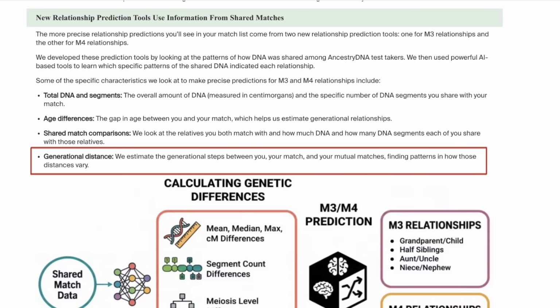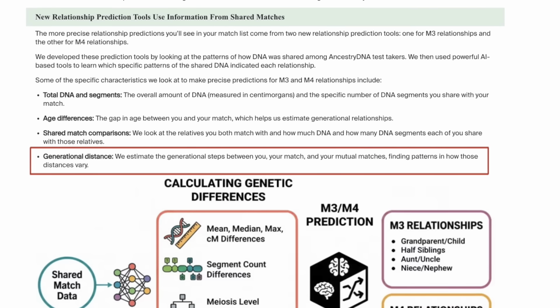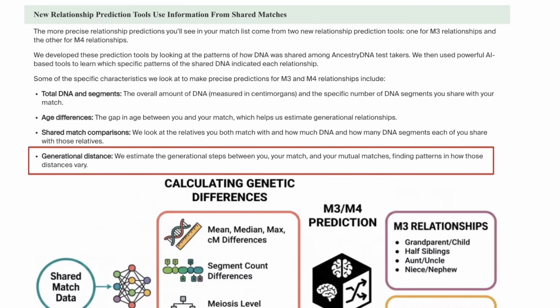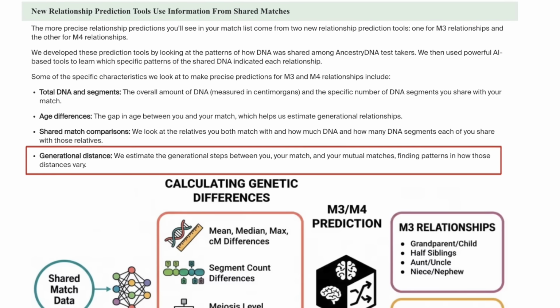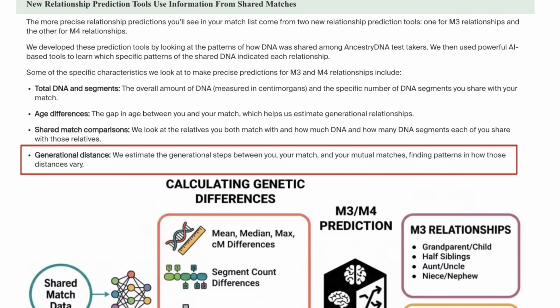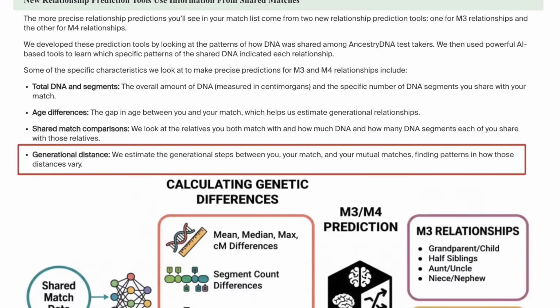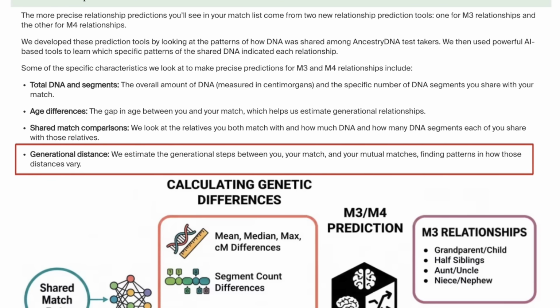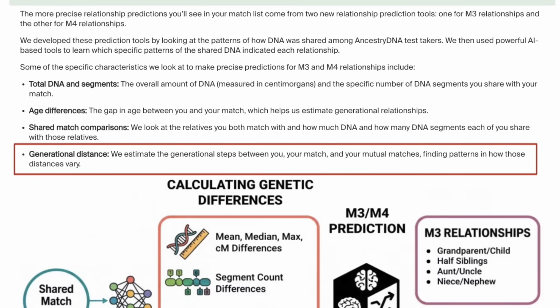And then the fourth method that they use for this is what they call generational distance. And I'm not 100% sure what they're indicating here to be the generational distance. They're estimating generational steps between you, your matches, and your shared matches, and then utilizing that to try to figure out the relationship prediction. And I'm not sure if this is something more behind the scenes using the DNA only, or if they're maybe utilizing the family trees as well.